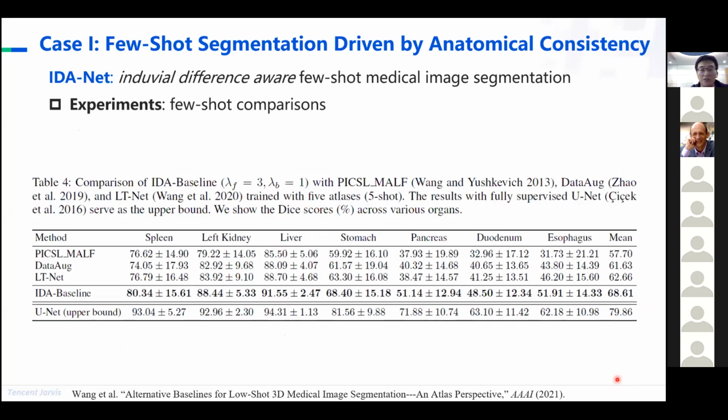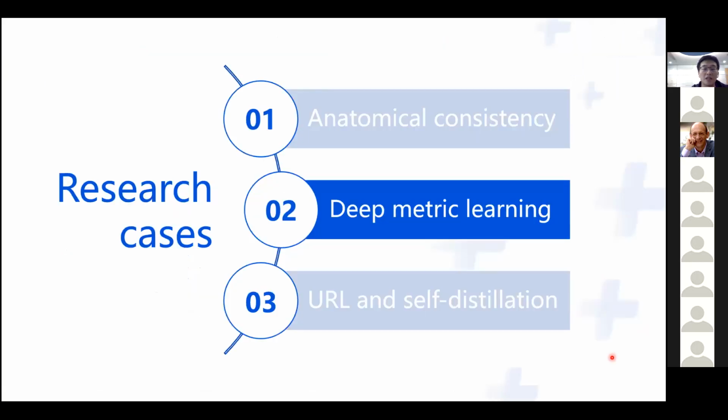We also compared to other methods in the 5-shot setting. Here are the classic registration methods, and our approach is IDA-Net. Our IDA baseline achieved 68%, which is substantially higher than the other methods. Note that the few-shot performance is again inferior to the upper bound, and this is more obvious than for brain tissue segmentation. I guess that's pretty much it for the first part.